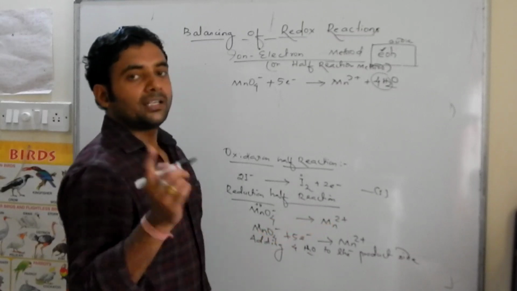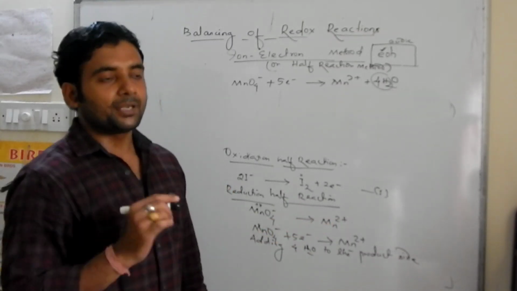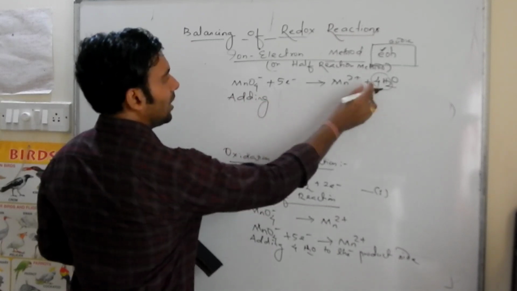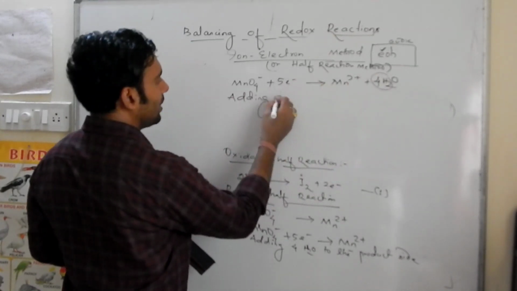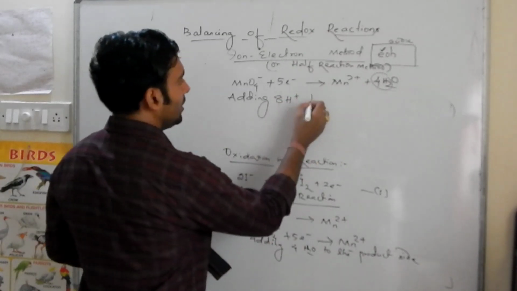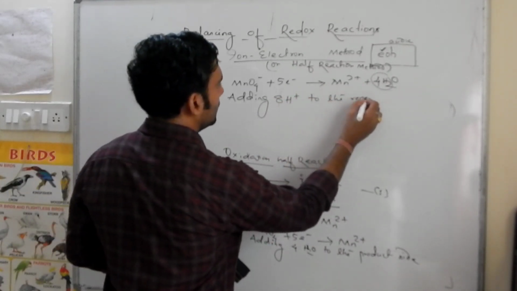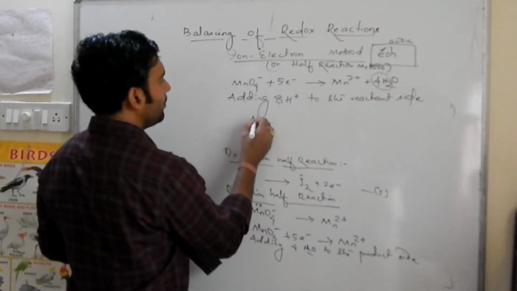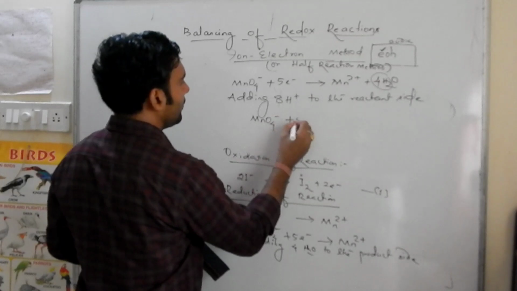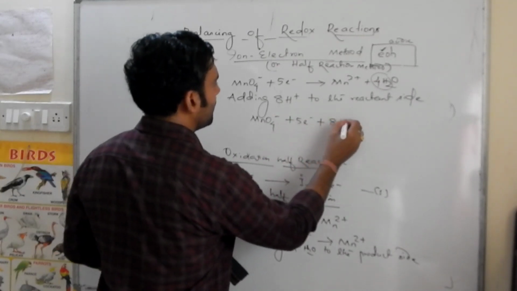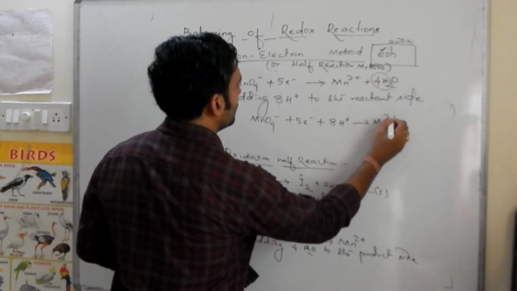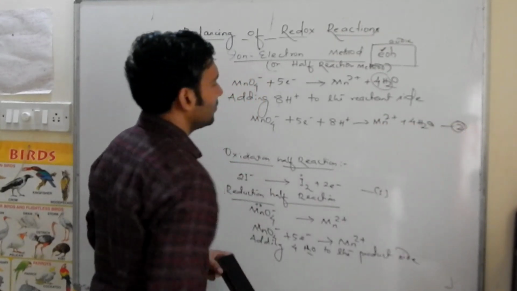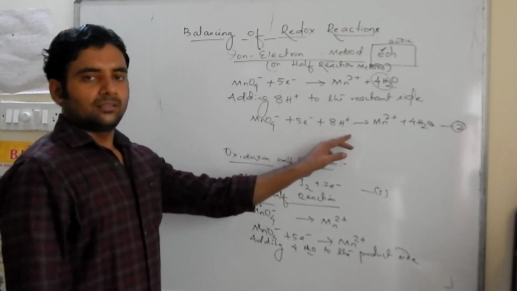So what do we have to do? We have to take the help of H+ ion to balance the hydrogen. There are 8 hydrogen on the product side, therefore we have to add 8 H+ to the reactant side. So what do we get? It will be permanganate ion plus 5 electrons plus 8 H+ gives rise to Mn2+ plus 4 H2O. Let us say this is equation 2. So this is also a balanced half reaction.